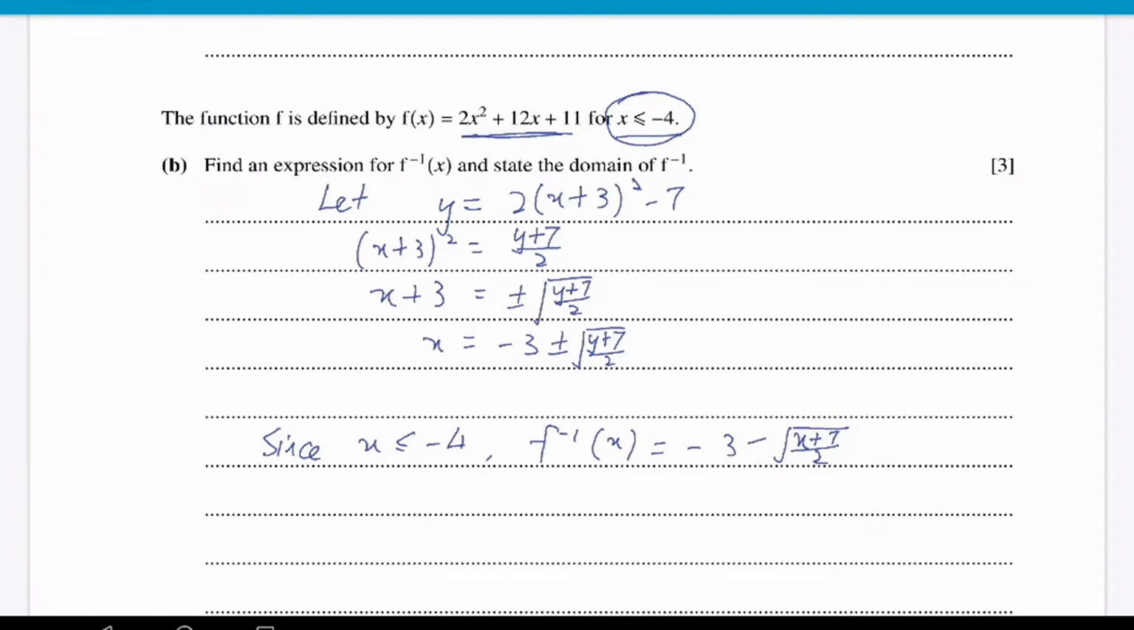We need to be really clear that if you want to find the domain of the f inverse, it is actually the range of the f.